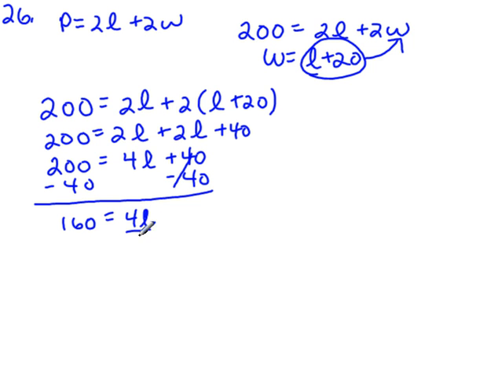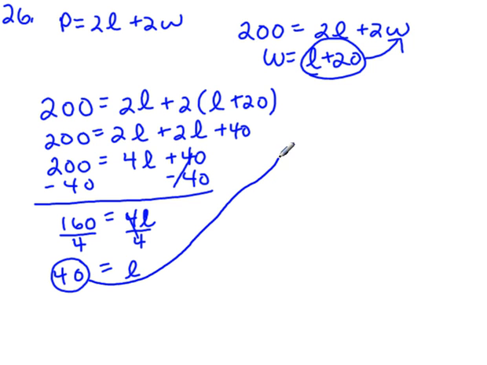Divide both sides by 4. And L equals 40. That's my length, 40 feet. But now remember, on substitution, you have to take what you get when you solve for the first variable, take it back, and plug it into one of your first equations. So here I have W equals L, which we already said was 40, plus 20, W equals 60.